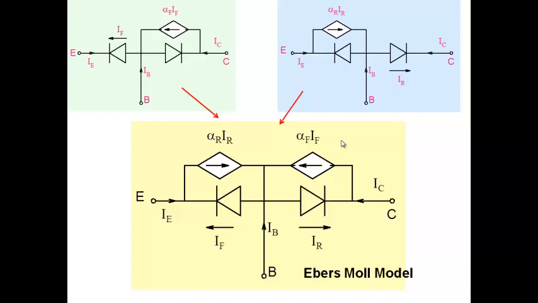So this is what we call the Ebers-Moll model for a bipolar junction transistor. This is a general view of how a bipolar transistor looks under arbitrary bias conditions. If I go to forward active mode, I will go here. If I go to reverse active mode, I will go here. And whichever other mode I want, I can derive from this model. So right now we have derived this Ebers-Moll model through more qualitative means, by saying this is how it looks in forward active, this is how it looks in reverse active, and then we combine them together and say this is how the Ebers-Moll model looks.